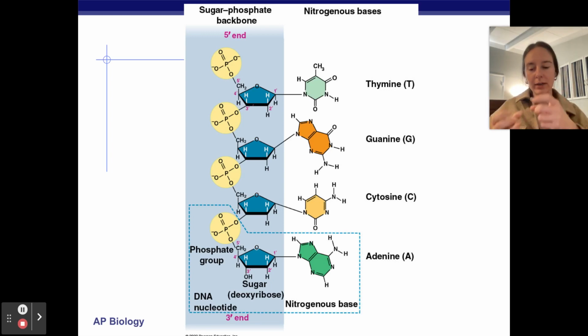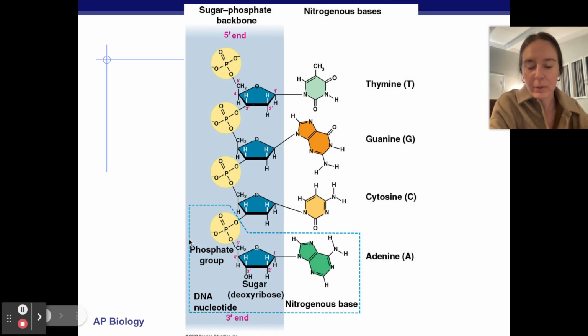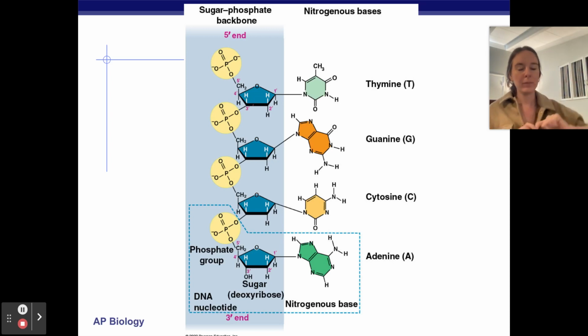But DNA ultimately is a polymer. And a polymer is a molecule that's made up of individual subunits, kind of like beads on a necklace. So you have a string of things on a necklace. And polymers are made up of monomers. A monomer is one piece or one bead of that necklace. Now, DNA is made up of these pieces here called nucleotides. So one nucleotide is one monomer, one piece.